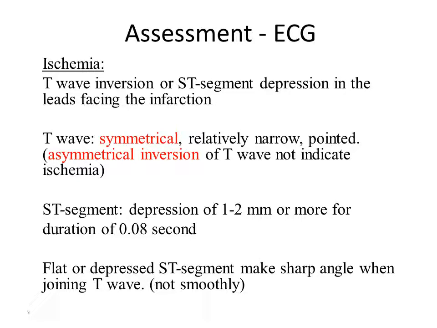Assessment by ECG: the ischemia, as we said, T wave inversion, ST segment depression in the lead facing the infarction. خصائص التي ويف تكون symmetrical, narrow, pointed. The asymmetrical inversion of T wave does not indicate ischemia. The ST segment depression of 1 to 2 mm or more for a duration of 0.08 second. Flat or depressed ST segment makes a sharp angle when joining the T wave, not smoothly. هاي صفات ال ST segment.